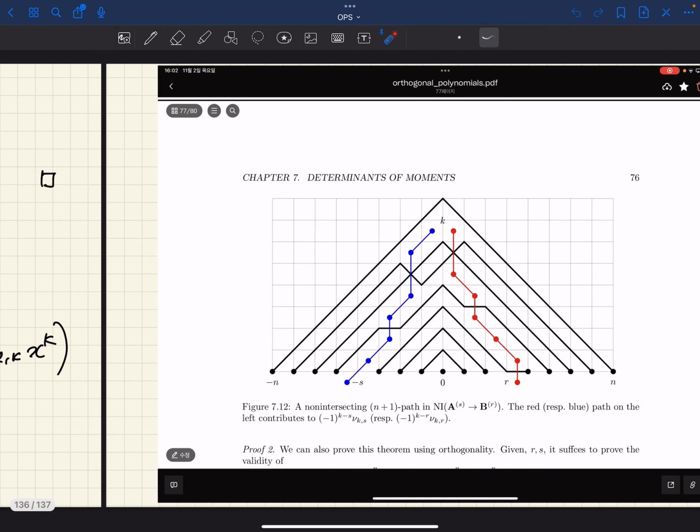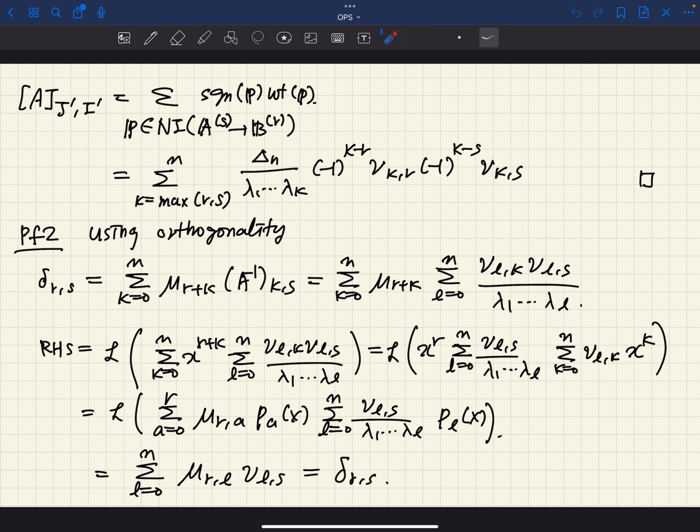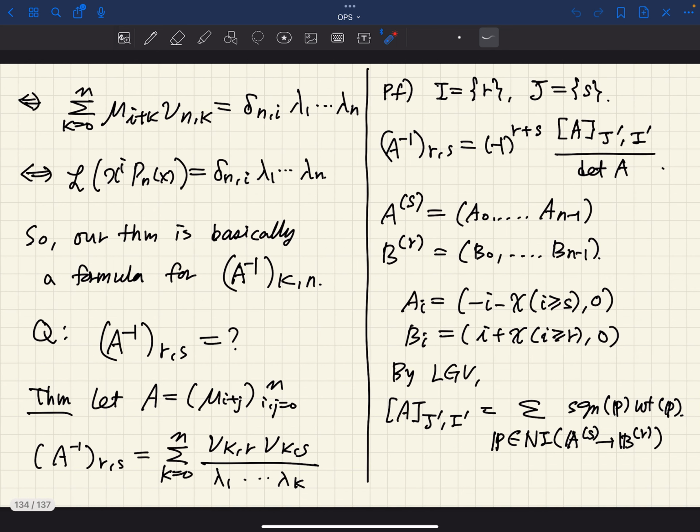Okay, so let's review a little bit about the class material that we covered last time. The last theorem that we had over here is this. This is like a Hankel matrix. The inverse of the Hankel matrix can be written in this way.